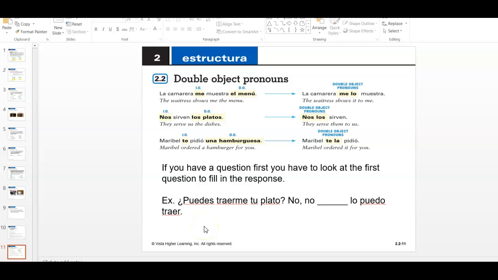Last thing: if you have a question, you have to look at the first question to fill in the response. Puedes traerme tu plato. So, can you bring me your plate? Who's the one that's going to bring the plate? You are. So in this blank, you would put: no, te lo puedo traer. So no, I cannot bring it to you. This here is going to be te. So, can you bring me your plate? No, I cannot bring it to you.